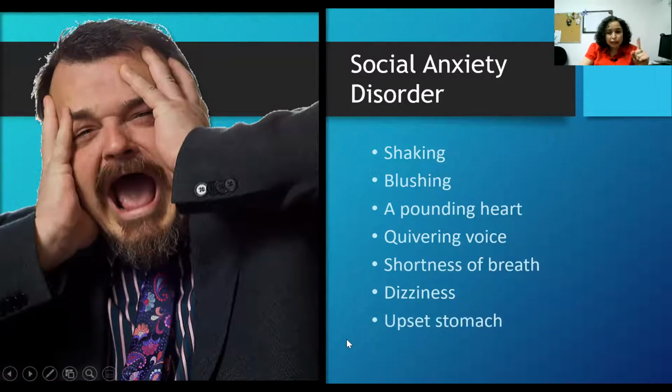And finally, but not least, upset stomach. An upset stomach, when you feel something wrong with your stomach due to your nervousness, due to the glossophobia, the fear that you're experiencing, you can also feel this. It doesn't need to be all the way to diarrhea. It could just be experiencing some pain in your stomach. But that still gives you an upset stomach. So we need to be careful about that.